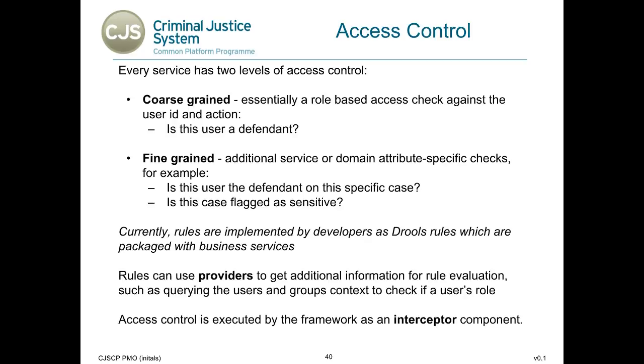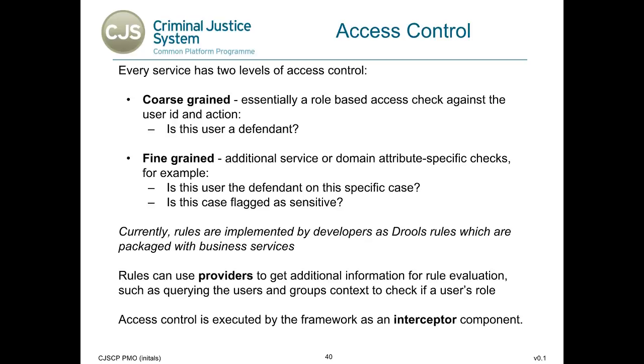Access control. I think we've covered the first half of this already: coarse-grained and fine-grained. Fine-grained is allowed to look at specific business domain questions around whether this user should be allowed to do this specific command. The examples here are: are they a defendant on this particular case? Is this particular case flagged as sensitive? That sort of thing. Whereas coarse-grained would simply check: is this user allowed to do this sort of thing to cases in general?